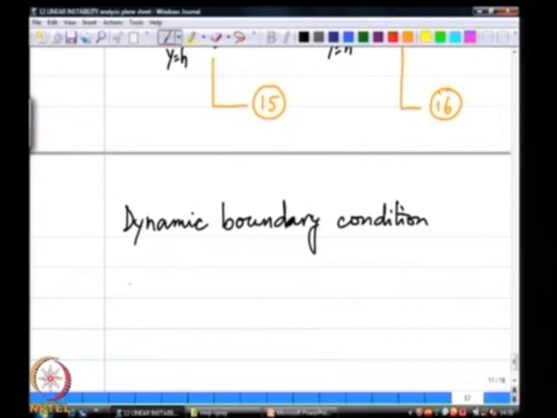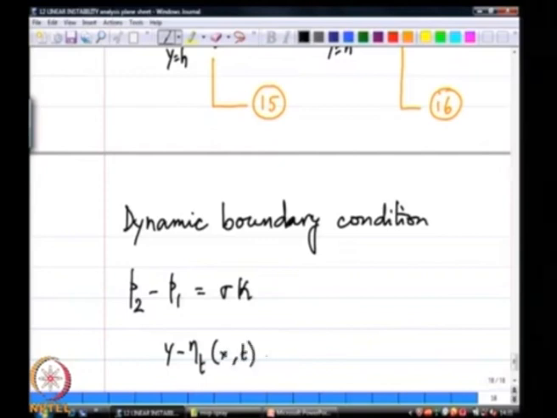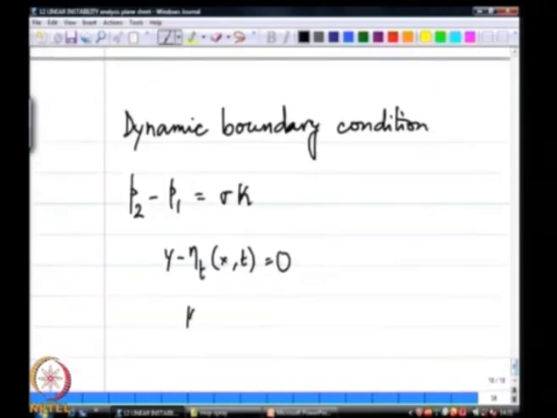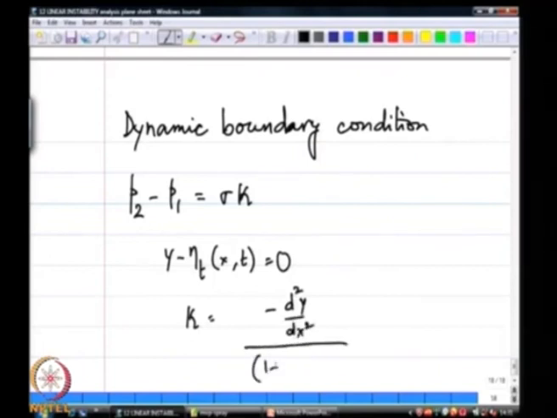So, with that, I write down the pressure in fluid 2 minus the pressure in fluid 1 equals sigma times kappa. We have already gone through the process of identifying what kappa would be. If y minus eta t of x comma t equal to 0 is the equation of the surface, kappa is given by minus d square y dx squared divided by 1 plus dy dx squared raised to the power 3 half.